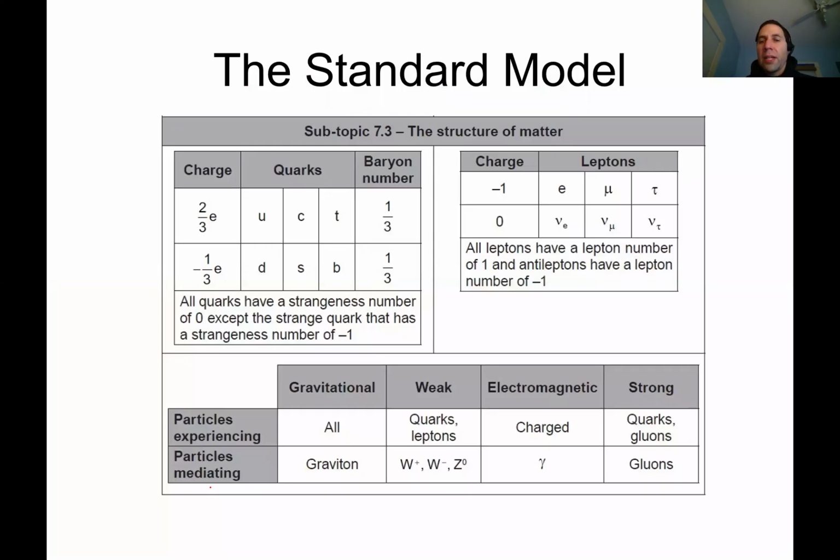Okay. I just want to emphasize again, if you're sitting there saying, wow, I'm going to have to memorize this. No, you're not. Look right here. The baryon number for all the quarks is given to you. And you just have to remember that if you're talking about an antiquark, it's going to be the opposite.